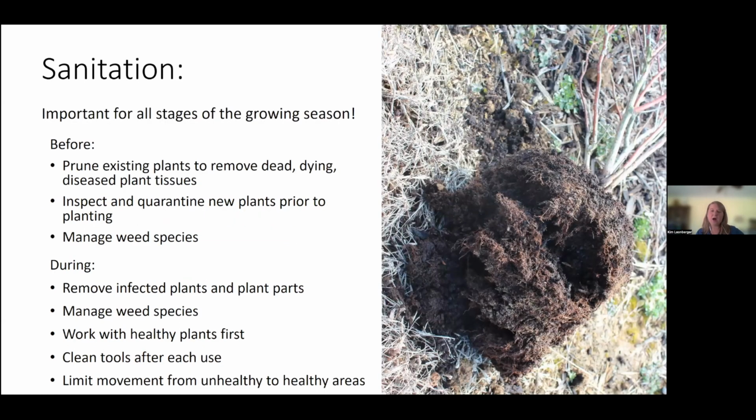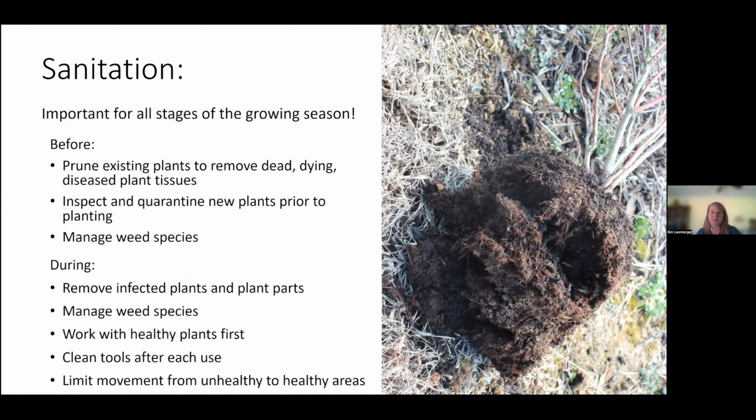So while we're really focused on the end of the season and the 3 things that you really need to do for sanitation at the end of the season, sanitation is important throughout the entire growing season. So there are things that you should be doing before, during, and after. So let's talk a little bit about that.